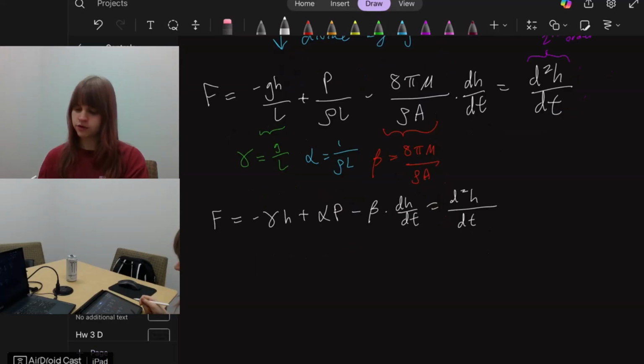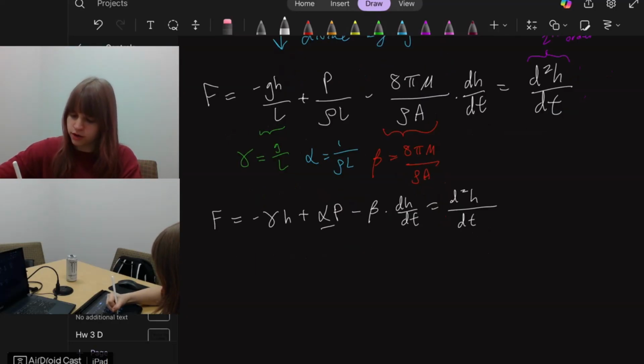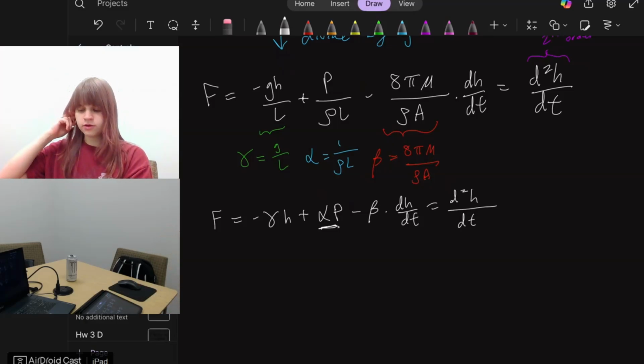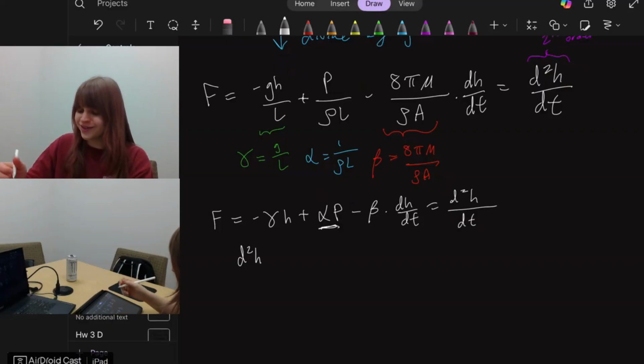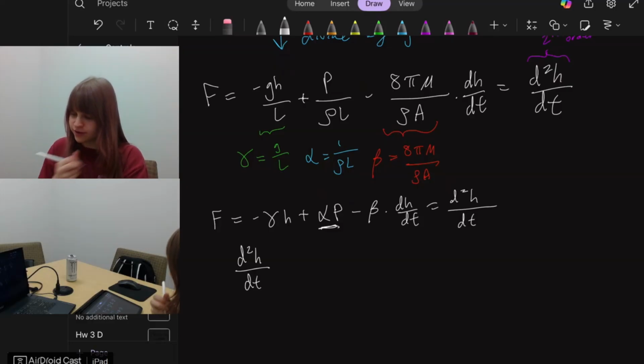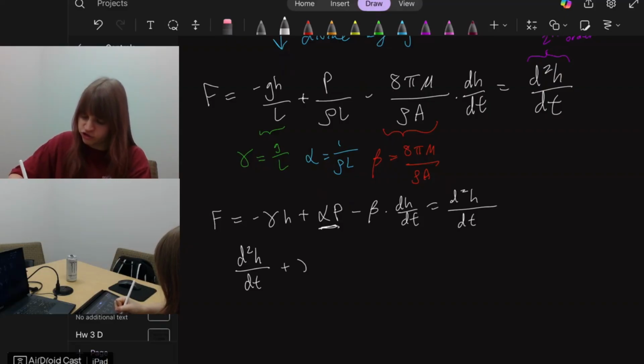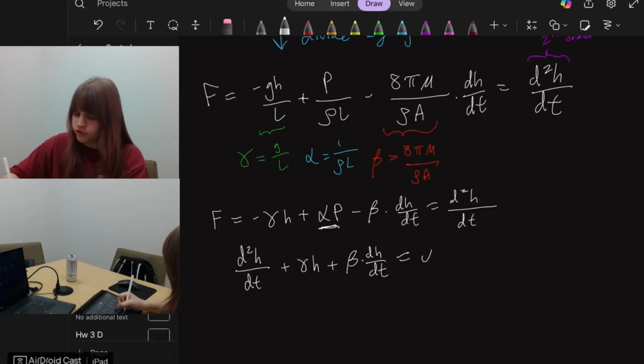What we're going to do is we're going to set this equal to our alpha pressure. So we have the second derivative of the height with respect to time, so that's our acceleration. We are going to go ahead and add gamma h as well as beta dH dt. And that, as I said, is equal to alpha times the pressure.